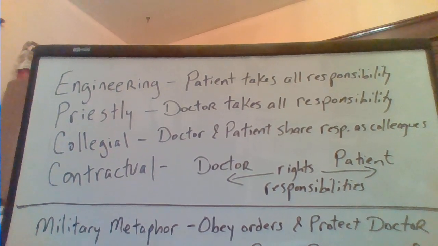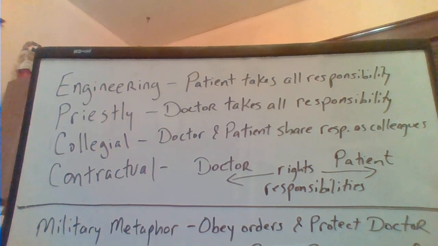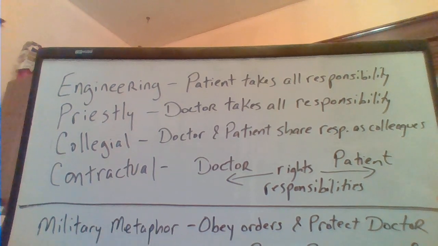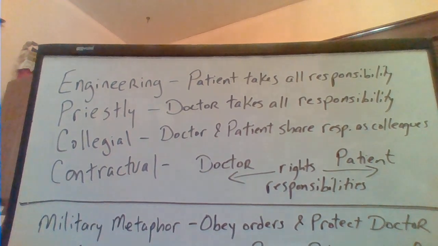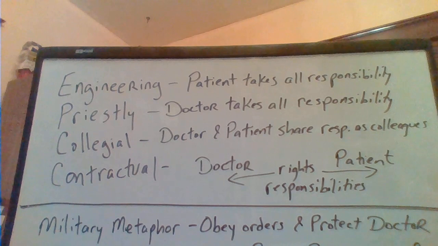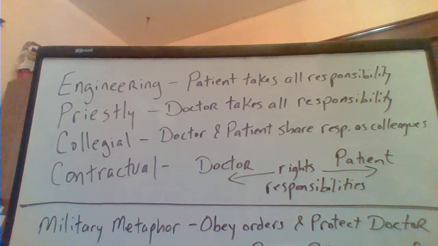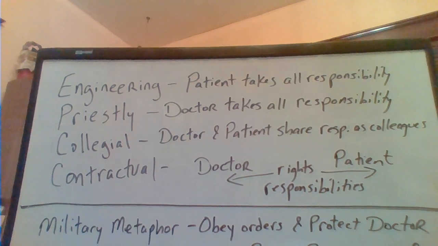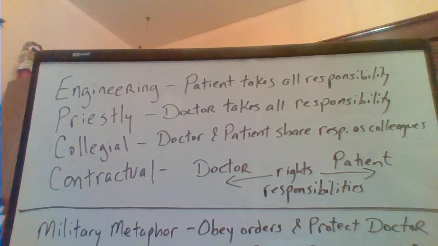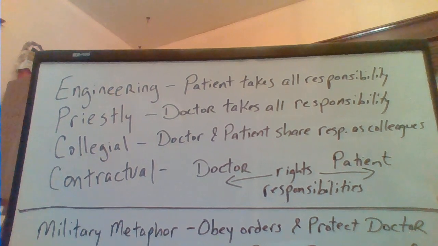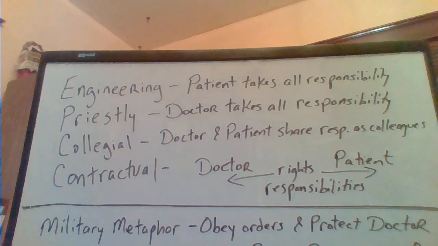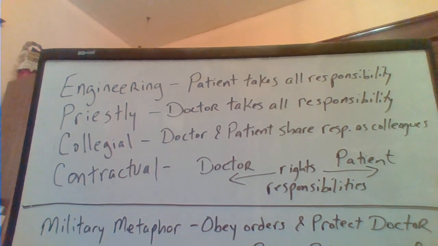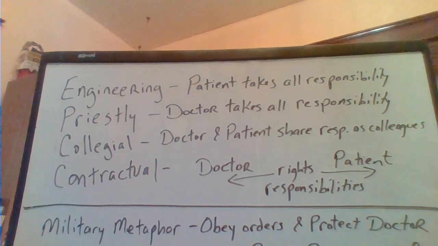But the problem is that the doctor and the patient are not always colleagues. They are people who are different in terms of their knowledge and understanding. They should work together, but they're not equals. They're not colleagues unless the patient happens to be a doctor too. If the patient's a doctor too, then yeah, the collegial model is great, but otherwise, probably not. And so that leaves us with what Veitch says should be the primary model that's used by doctors, which is the contractual model.